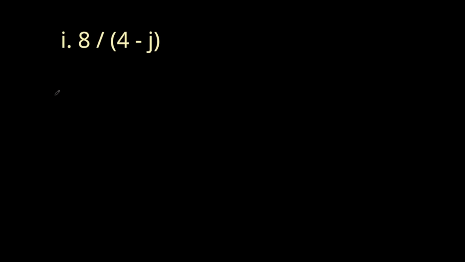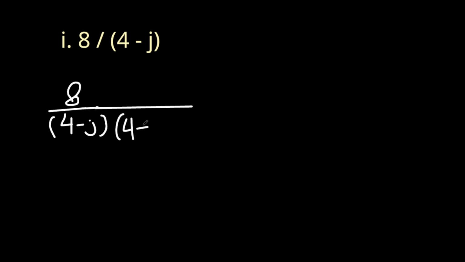And what we have here is we have 8 over 4 minus j. Okay, so let's do this. And now what we do with these is we multiply by its conjugate to get rid of the denominator in a way. So the conjugate is basically the same thing, but we flip the sign. So let's do 4 plus j. And then at the top, we have to do whatever we do to the bottom. So 4 plus j. Okay.